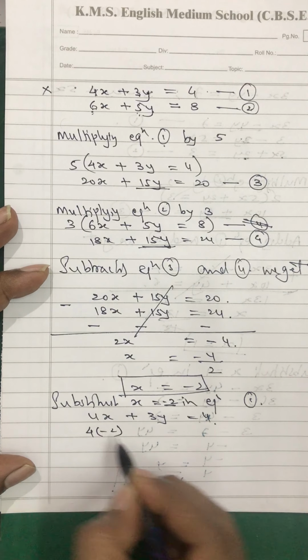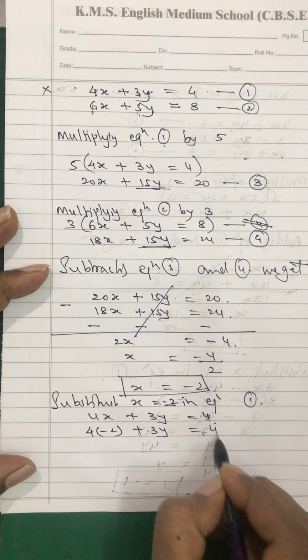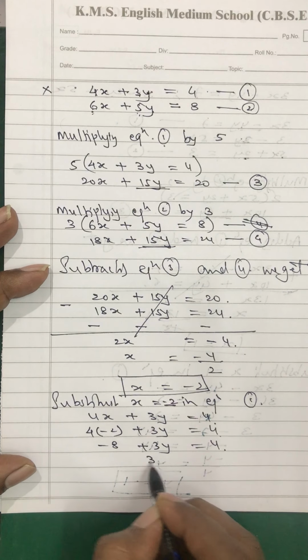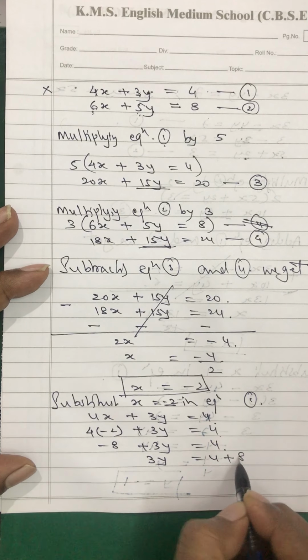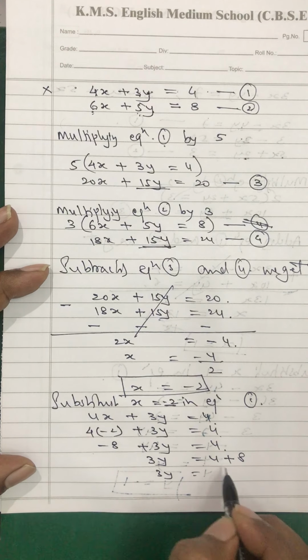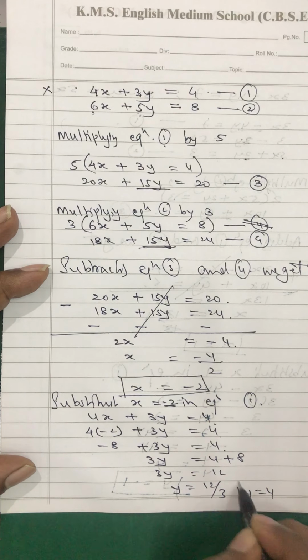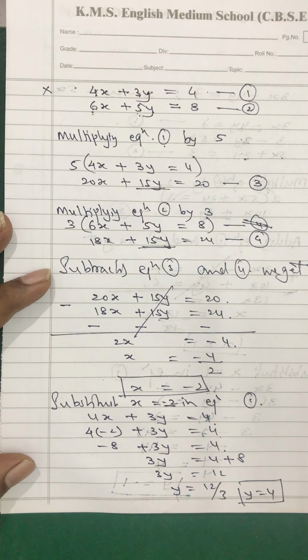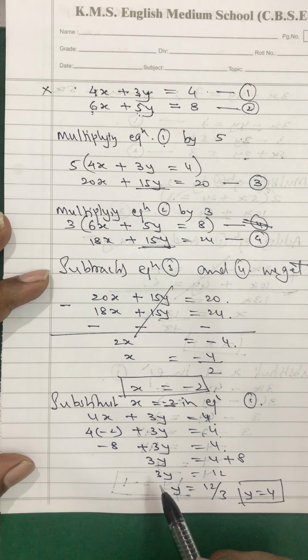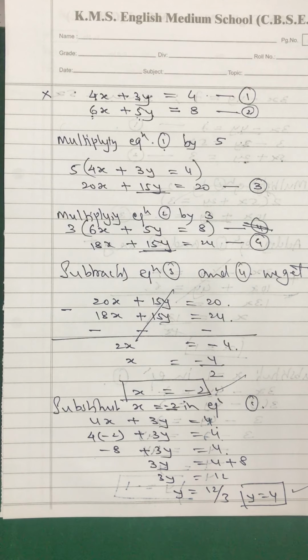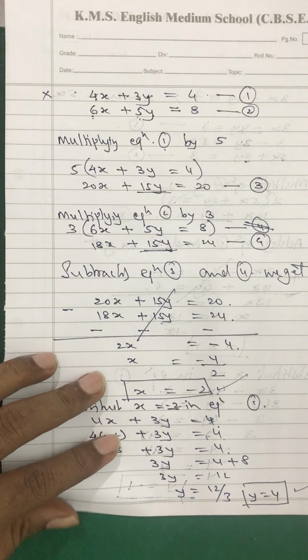So 4 into minus 2 plus 3y, minus 8 plus 3y. So 3y is equal to 4 plus 8. So 3y is equal to 12. y is equal to 12 upon 3. y is equal to 4. Okay, so this way you have got two values: x is equal to minus 2, y is equal to 4 is the solution of the given simultaneous equations. So with this I feel you should be able to solve the questions based on this topic.